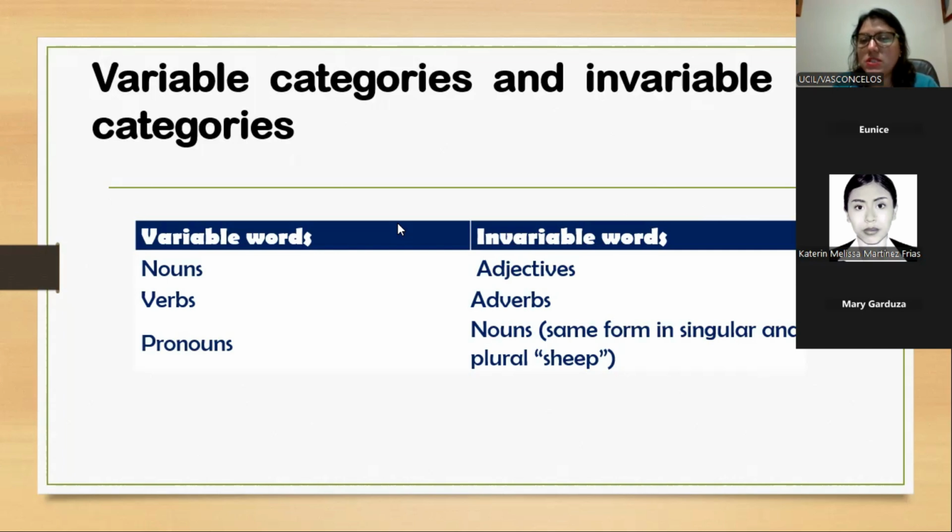And invariable words are adjectives, adverbs, and nouns. But in this case, nouns that have the same form in singular and plural. Here I have the example sheep. Can you type some other nouns which have the same form in singular and plural, teachers? Can you type some words, please? Share what you remember.